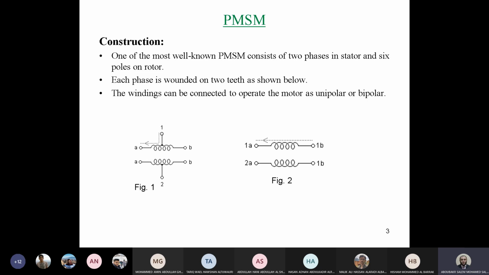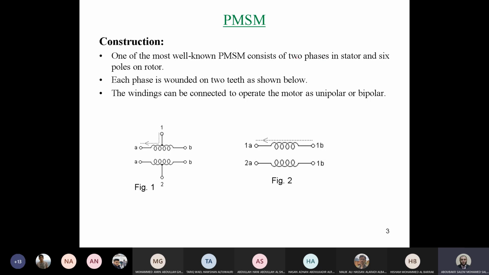First, regarding the construction of the permanent magnet stepper motor, one of the most well-known permanent magnet stepper motors consists of two phases. As you remember, in the variable reluctance stepper motor, we said the number of phases and number of teeth are variable. You can change it according to your design. However, for permanent magnet, it's almost fixed, and the market has a well-known design, like what we'll discuss today.